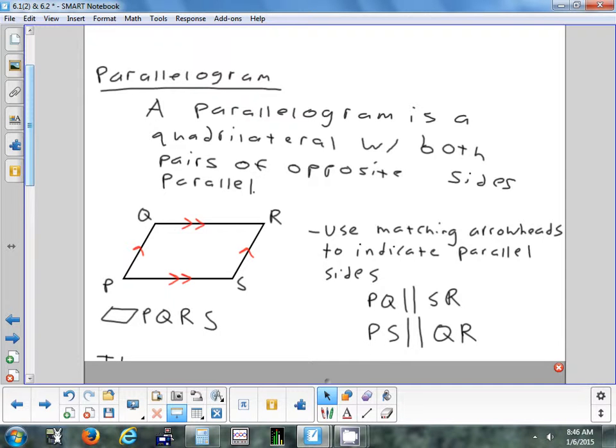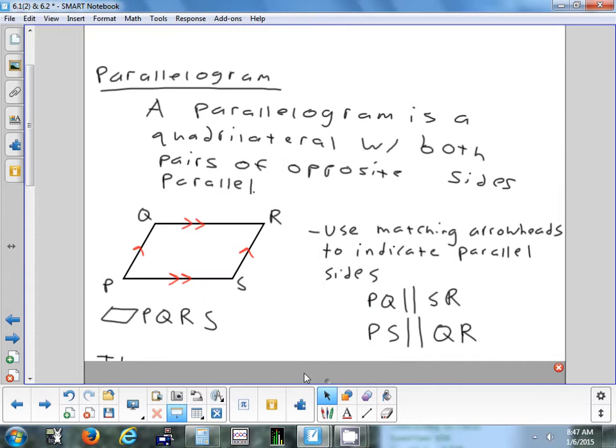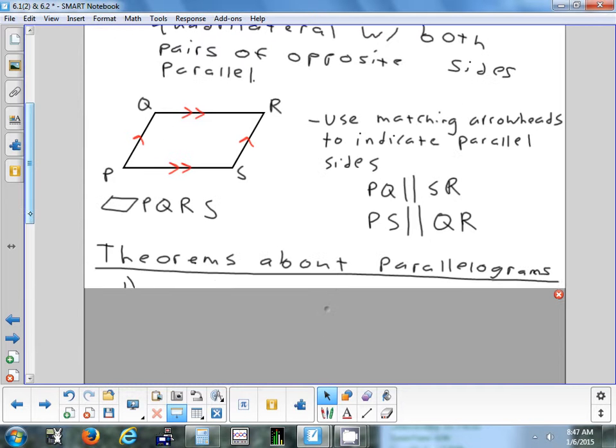And you name it just like we talked about naming a polygon. Pick a vertex, and then name all the letters, either clockwise or counterclockwise, consecutively. So you could go PQRS, RSPQ, QPSR. Any of those names are fine. You just can't jump across on a diagonal. All right, so there's our parallelogram.